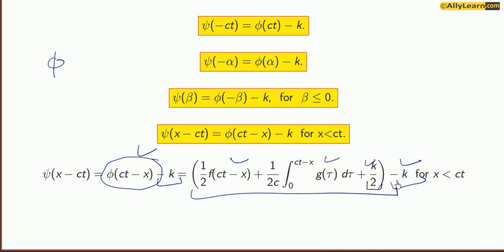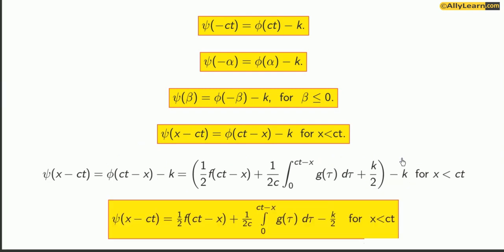Next will be just clubbing this k by 2 with this minus k. So friends, upon clubbing those two terms, we get this as the expression for psi of x minus ct, which equals a half f of ct minus x plus 1 upon 2c into the integral of g tau with respect to d tau from 0 to ct minus x, minus k by 2, for the case x is less than ct.